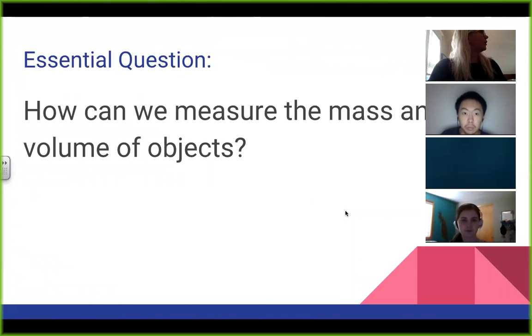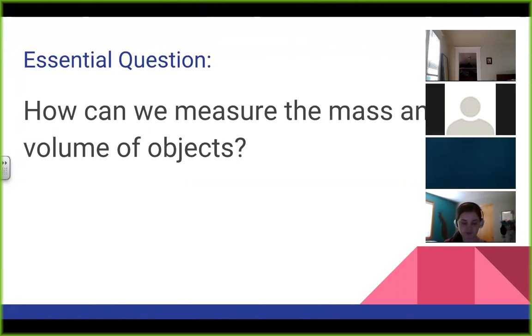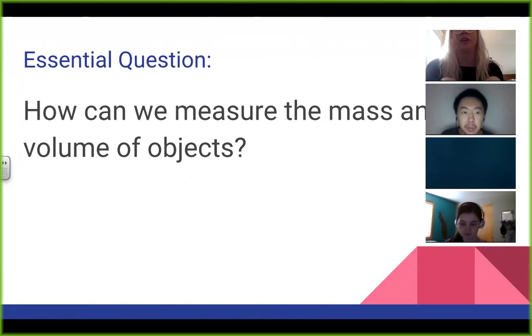So our essential question is, give me one second. My dog is making a ton of noise. Hendrik. Stop. Okay, sorry about that, guys. I have wood floors, and you just hear his little nails going a million times, and it's very annoying and distracting.